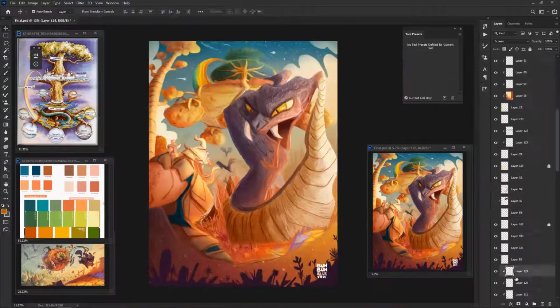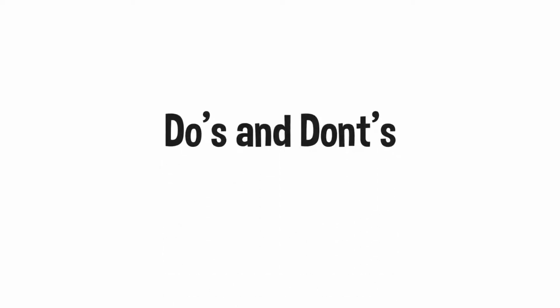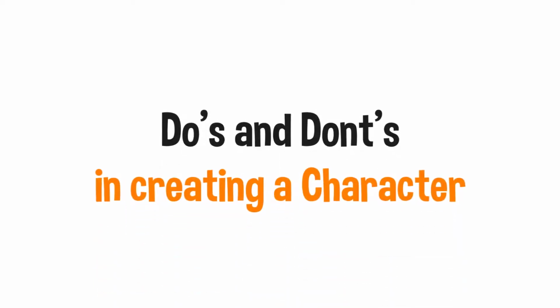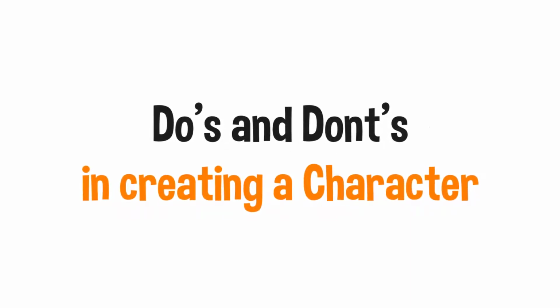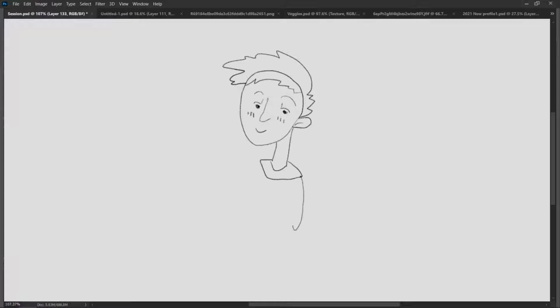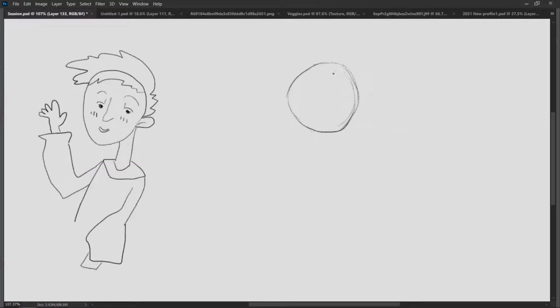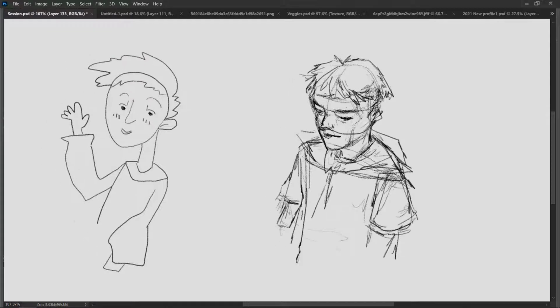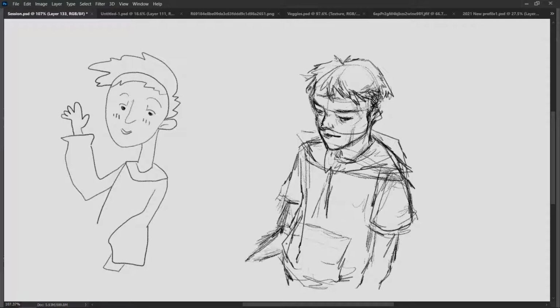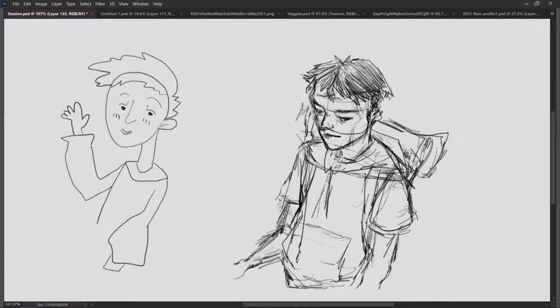So here are the do's and don'ts when creating a cartoon character, and it is also applicable to the real face too. When creating a head, do not create a face straight away. It will make your drawings anatomically wrong. Draw a circle and then draw cross lines as a guide for where to place the eyebrows, eyes, nose, and lips, knowing that the circle has our skull shape.